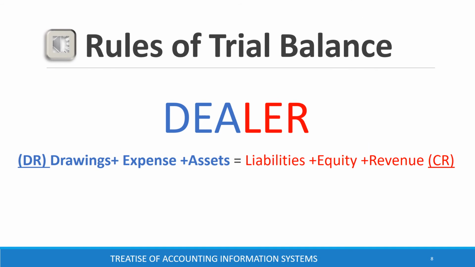The effect of double entry is seen on a trial balance, whereby drawings, expenses, and assets have a debit balance, while liabilities, equity, and revenue have a credit balance.